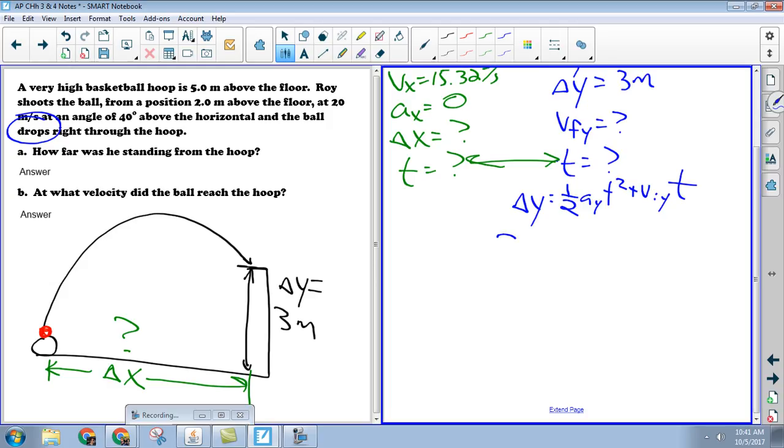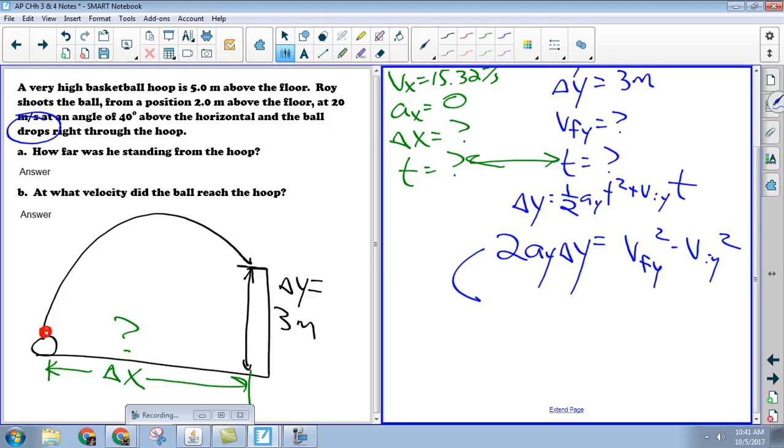I'm going to use this guy. 2 times vertical acceleration times vertical displacement equals VFY squared minus VIY squared. Does that equation look familiar? Yes. Okay. What can I use it to find? The VFY, right? Does that make sense? Everybody good? Yep. All right.